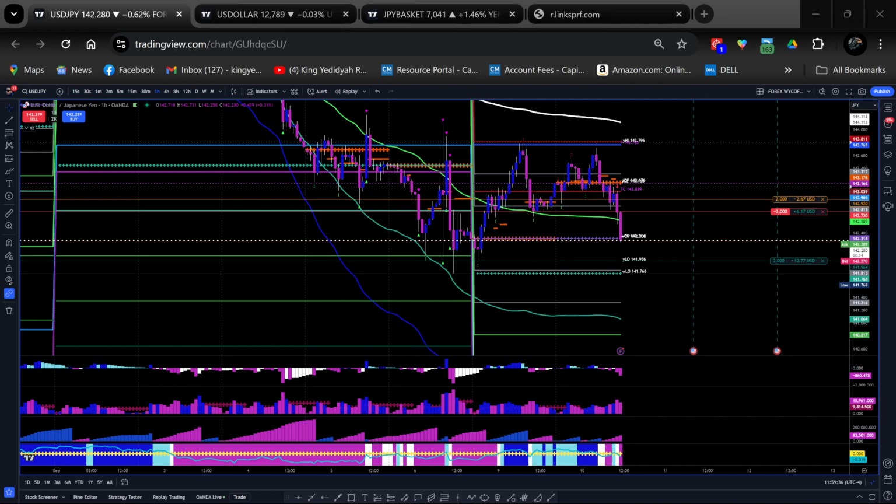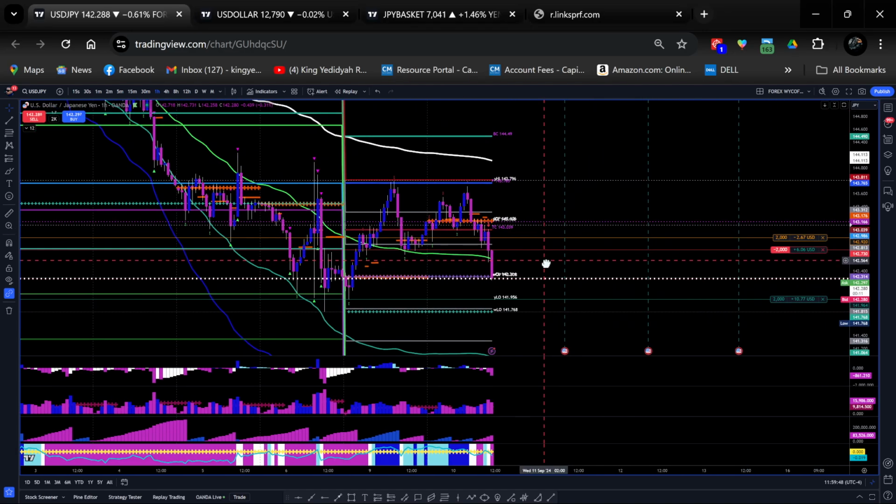Today is the 10th of September 2024. It's 11:59 a.m. Eastern Time. And I'm going to just do a little trade recap here. It's a live trade I have on USDJPY.